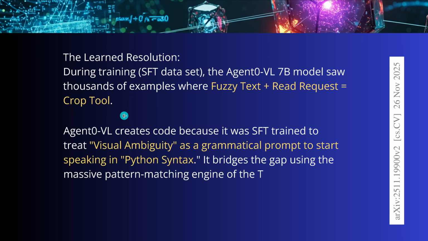And the vision language agent creates the code because it was in the supervised fine-tuning training data to treat any visual ambiguity as a grammatical prompt to start speaking in the Python syntax. So it bridges here, if you want, the gap using here a massive pattern matching engine of the transformer.